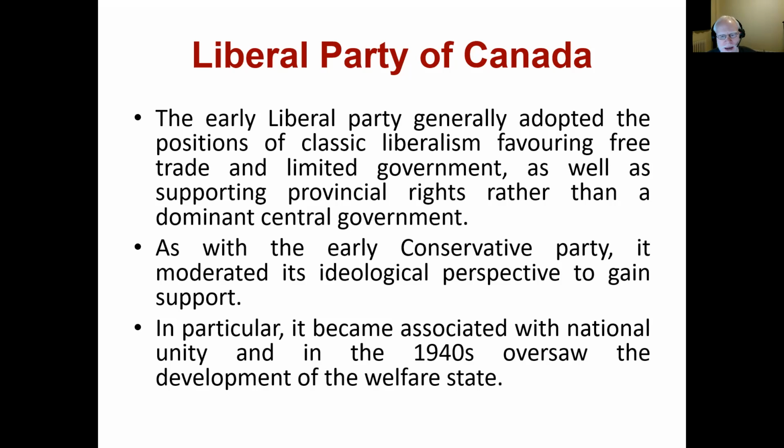So you definitely have a movement towards the center. So we would put the early Liberal Party not necessarily in the center left. Now, if we had to put an ideological left-right perspective, we'd now put the Liberal Party at the center left.